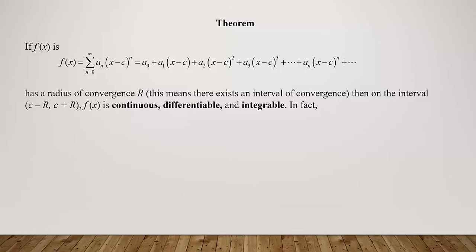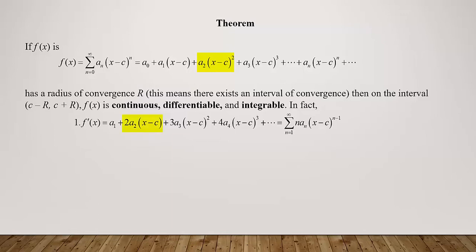Then on the interval c minus r to c plus r, no claim about the endpoints, the function f is continuous, it is differentiable, and it's integrable. In fact, the derivative f prime of x, if you do term-by-term differentiation, the derivative of a sub 0 would be 0. The derivative of a sub 1 times x minus c would just be a sub 1. The derivative of a sub 2 times x minus c quantity squared would be 2a sub 2 times x minus c, etc., etc.